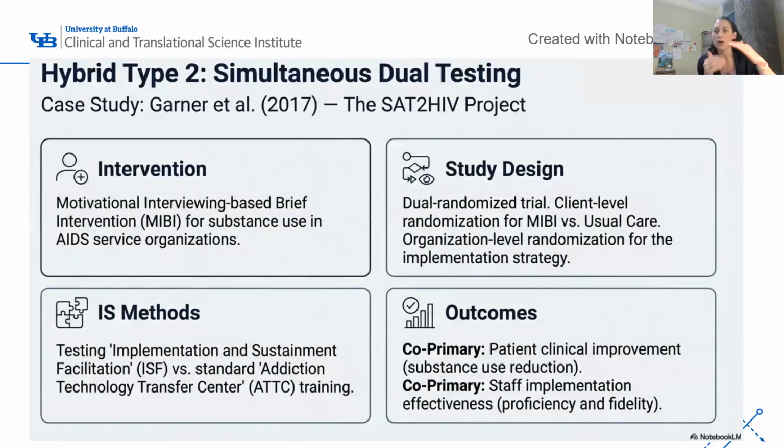The outcomes here were co-primary. One primary outcome was patient clinical improvement. Is their substance use improving? The other outcome was, how effective is this implementation? Are the staff proficient in delivering the motivational interviewing to fidelity? So they really were looking at these two different strategies. That's the implementation science piece of supporting the delivery of this intervention.